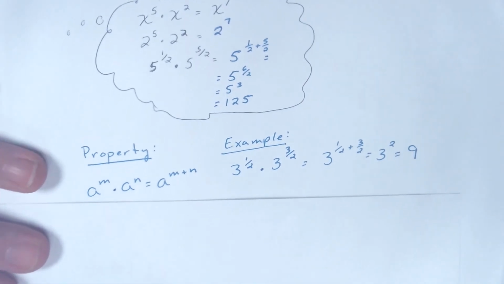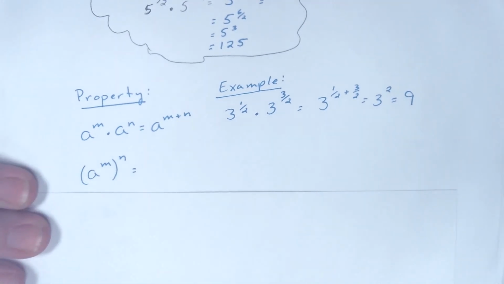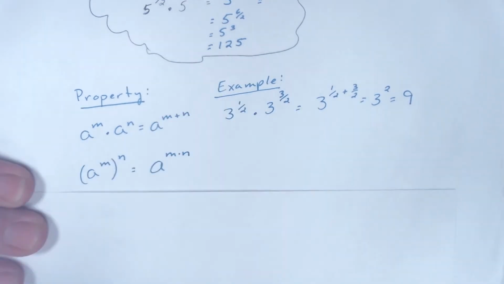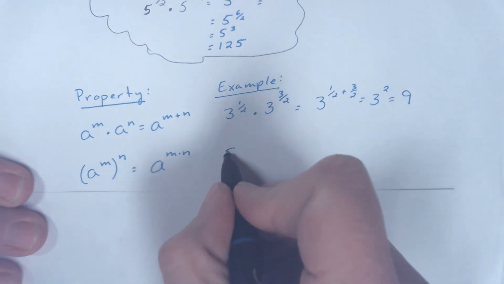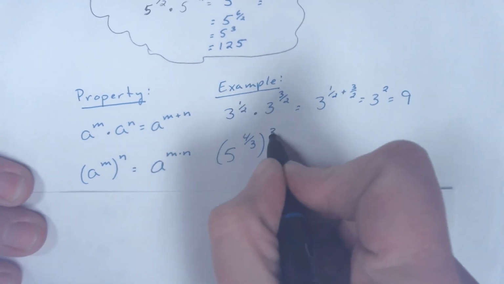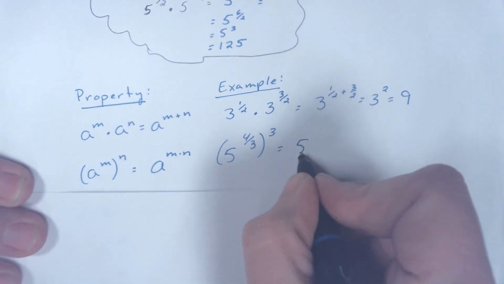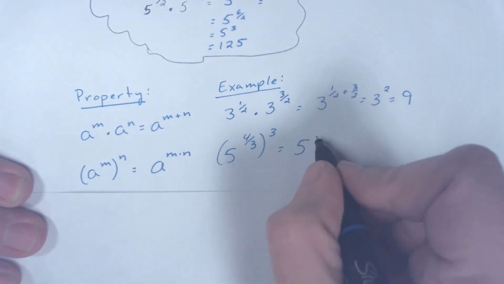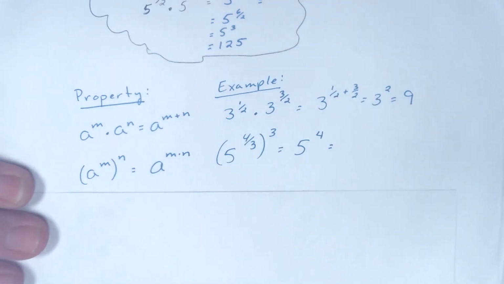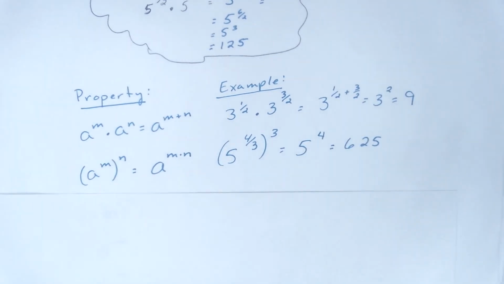Add the exponents. The next one, power of a power, just like we had before, a to the m power to the n power, you multiply the exponents, a to the m times n. So if we had 5 to the 4/3 raised to the 3rd power, we multiply 4/3 times 3. Base stays the same. 4/3 times 3 is the same as 4. 5 to the 4th. 5 times 5 is 25 times 5 is 125 times 5 is 625. Yeah, I know, big numbers.